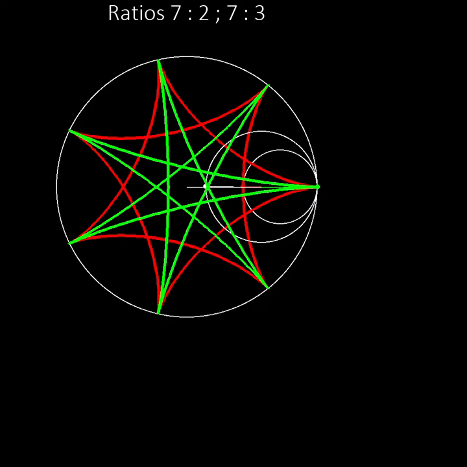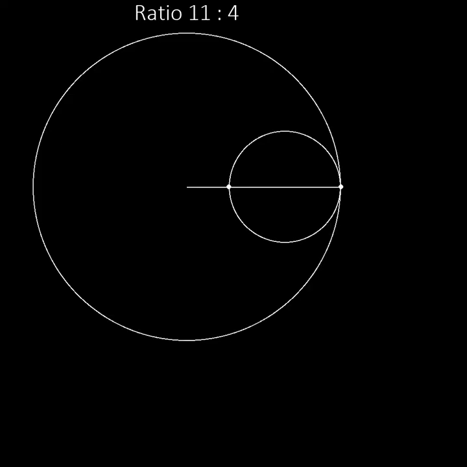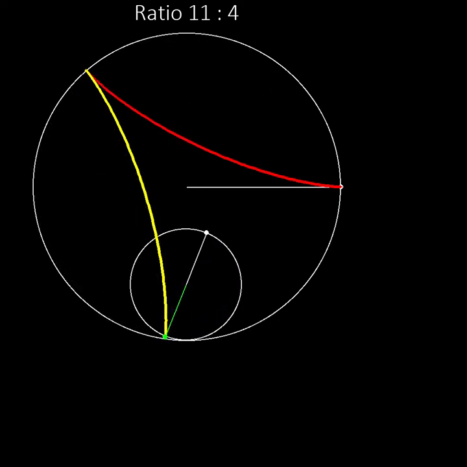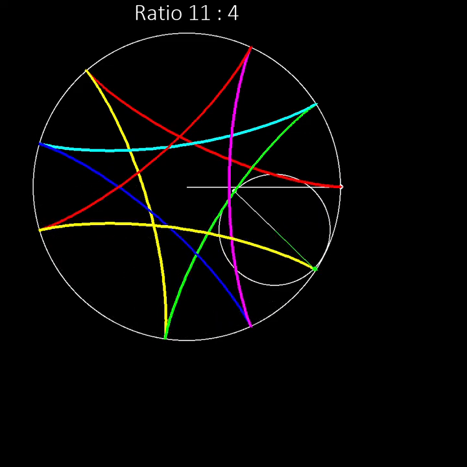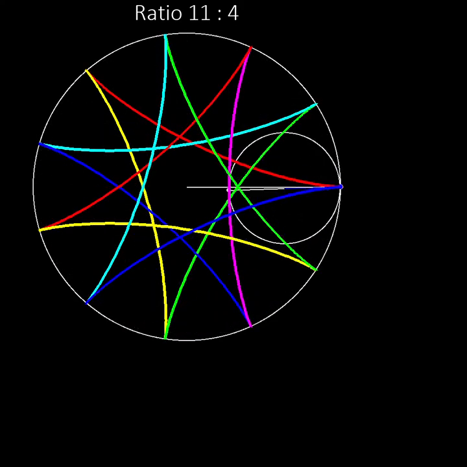You might like to predict what shape the curve will be if the ratio of the wheel sizes is, say, 11 to 4. At how many points will the curve touch the outer wheel? In what order will it visit these points? If we draw the curve, we can see that it touches the outer wheel at 11 points and goes around visiting every 4th point. I have drawn the 11 arcs of the curve in different colours to make this more visible.